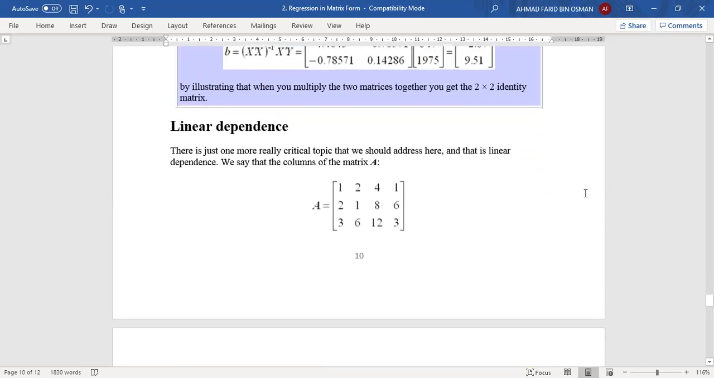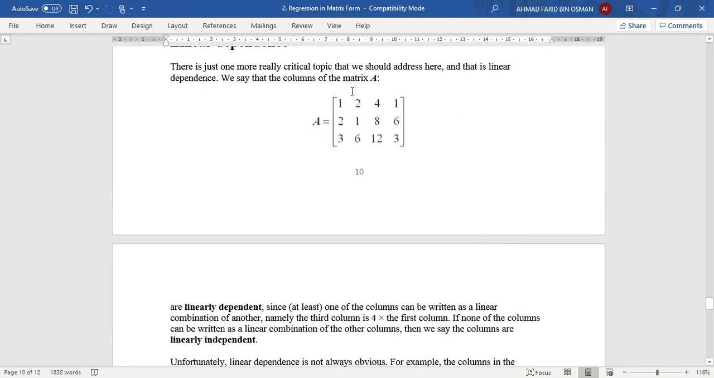And then the next one is linear dependence. There is just one more really critical topic that we should address here, and that is linear dependence. We see that the columns of the matrix A are linearly dependent, since if you consider the example, at least one of the columns can be written as a linear combination of another, namely the third column. The third column is 4 times the first column.